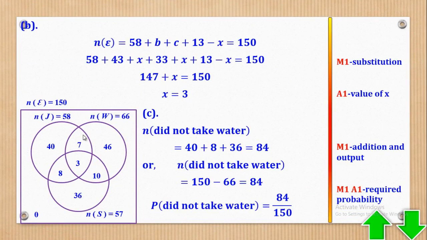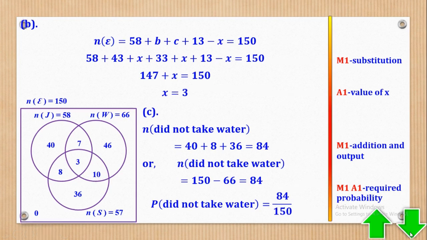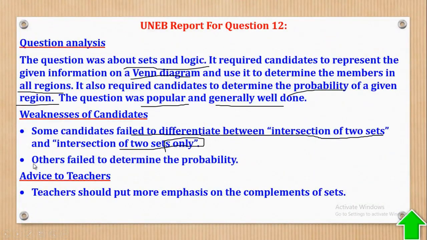What these candidates did here: instead of the whole of this being equal to 10, they put 10 here, and that was not okay. Also, instead of the whole of this being 11, they put 11 here alone, and instead of the whole of this being equal to 13, they put 13 here alone. So that made them get wrong values. Then others failed to determine the probability. Remember, probability is event over sample space. The advice to teachers is that they should put more emphasis on the complements of sets, since candidates could not identify the complements.